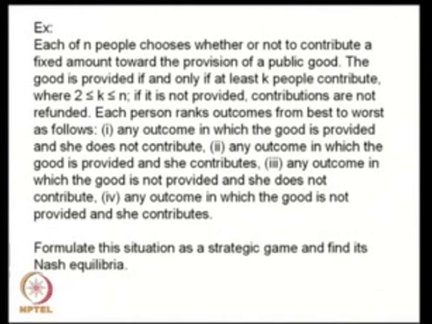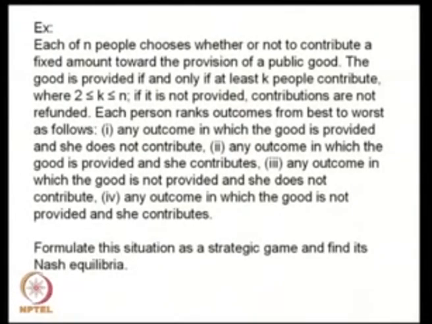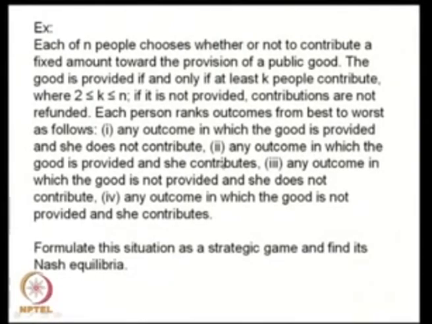So, which means that if I have contributed for the construction, but suppose not many people have contributed, in that case the good will not be produced. No public good is there, but I am not going to get back the money. If it is not provided, the contributions are not refunded. Each person ranks the outcome from best to worst as follows. First, any outcome in which the good is provided and she does not contribute. So, this is the best possible for any person. Second is any outcome in which the good is provided and she contributes. Third is any outcome in which the good is not provided and she does not contribute. And fourth is any outcome in which the good is not provided and she contributes. Formulate the situation as a strategic game and find its Nash equilibrium.